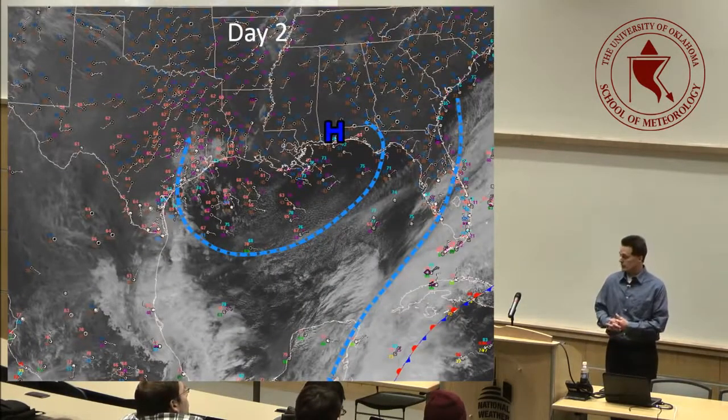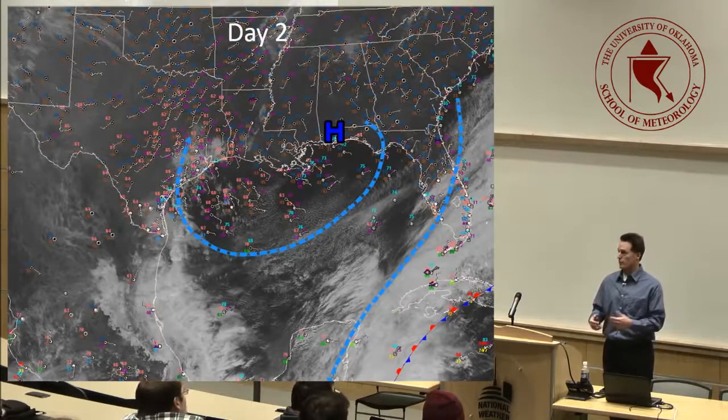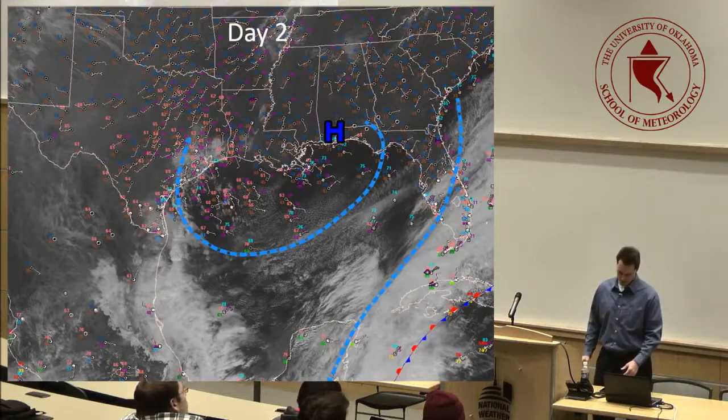And just to keep in mind, the satellite pictures I'm showing here are from 18Z. All of the soundings are 6 hours later. So this is just to give you an idea how the pattern's evolving.